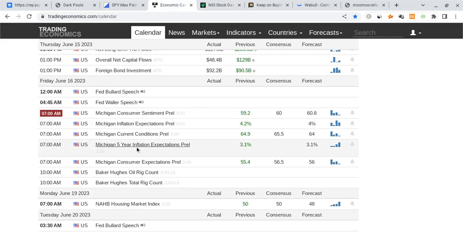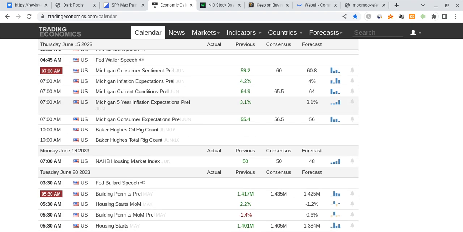I also want to add that Bullard and Waller from the Fed are going to be speaking tomorrow in the morning. But Waller is going to be coming closer to market open, about an hour and 45 before the market opens. And then tomorrow at about 10 a.m. Eastern time, 30 minutes after the market opens, we have the Michigan Consumer Sentiment Report coming out. When this comes out, it's going to cause the market to move most likely.